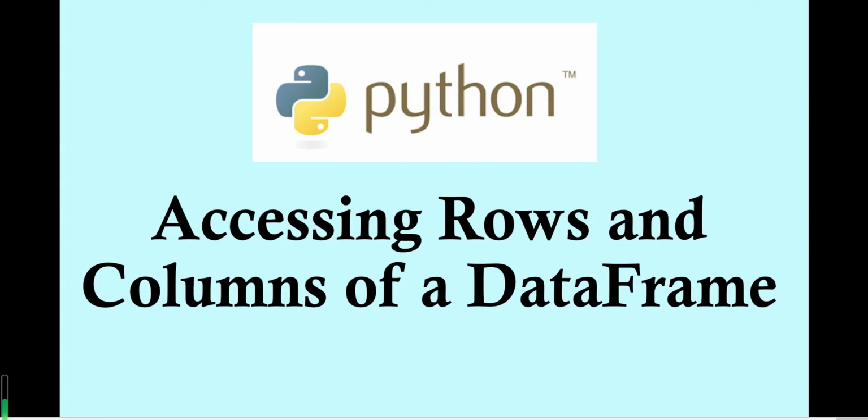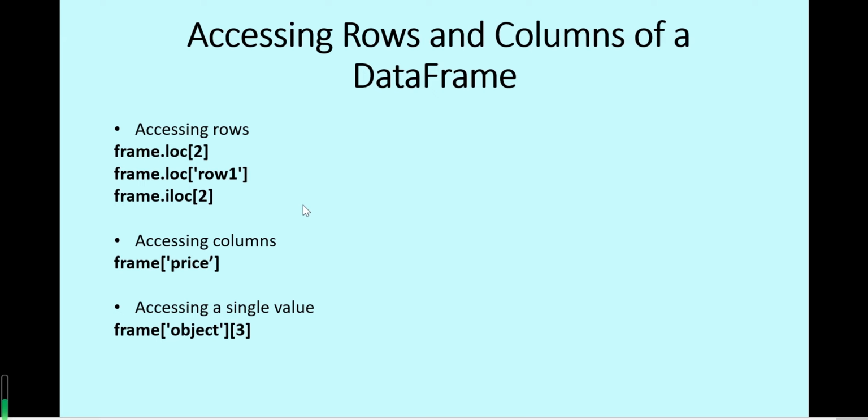In this video, we will talk about how to access rows and columns of a data frame in Python. So in Python, we usually use the loc function or iloc to access the rows of a Pandas data frame. Or you can just use the bracket with the column's variable name to access the columns of a data frame. Or you can combine these two to access a single value.